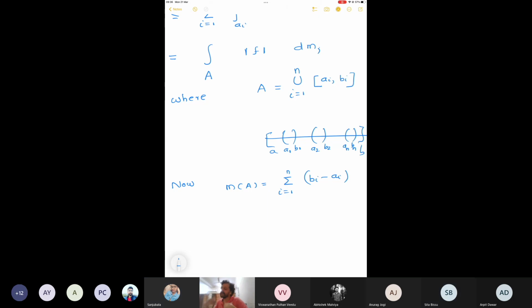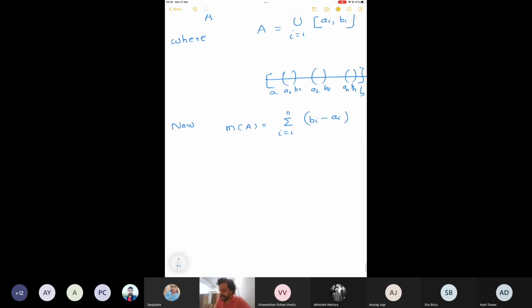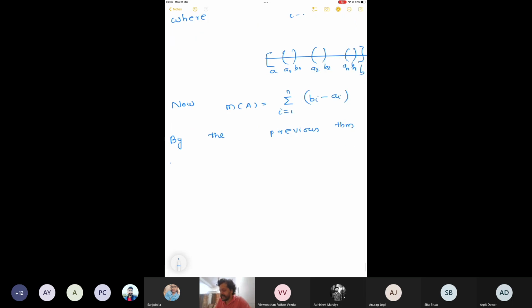Yes, sir. Now use the previous theorem. If the measure of A is small, the integral over A of mod f dm is small. Right? By the previous theorem, for every epsilon greater than 0, there exists a delta such that the measure of A less than delta implies the integral over A of mod f dm is less than epsilon.